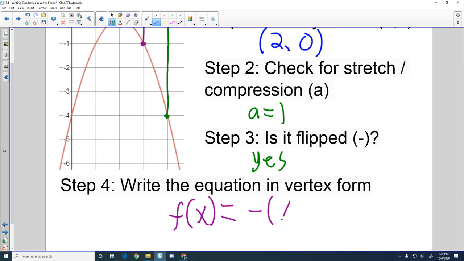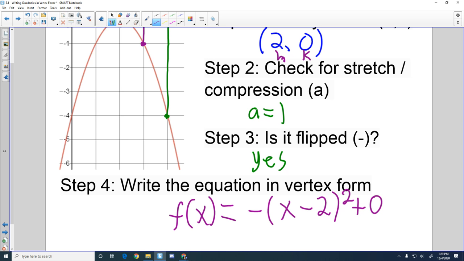Parentheses, x minus h. This is h, that's k. So x minus 2. Remember, only the x is the opposite sign. X is the only one that's backwards. If I had a k, it would go here, like plus 0, outside of the parentheses. Oh, and we need to square it, right? That's the one thing that makes us a quadratic, is that exponent of a 2.